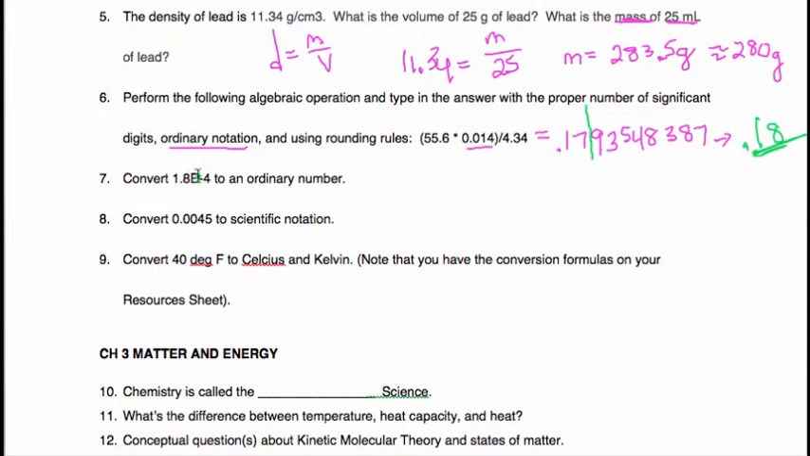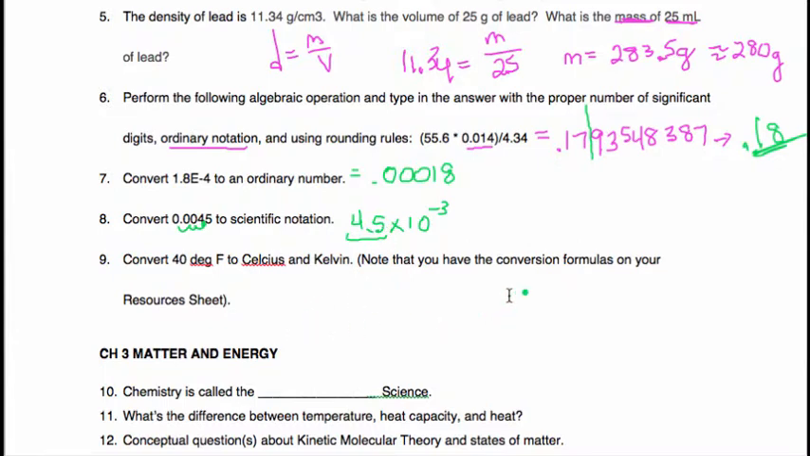Convert 1.8e to the minus 4, which means 1.8 times 10 to the minus 4, to an ordinary number, meaning take out the times 10 to the minus 4. So I go left 4. 1, 2, 3. 0.00018 is your answer. Convert 0.0045 to scientific. Here I want the power of 10. I'm going to turn it into 10 to the minus 3. Scientific is always 1 digit, decimal, the rest of the number, times 10 to the minus 3. And scientific notation is nice in that whatever is in the base is always significant.